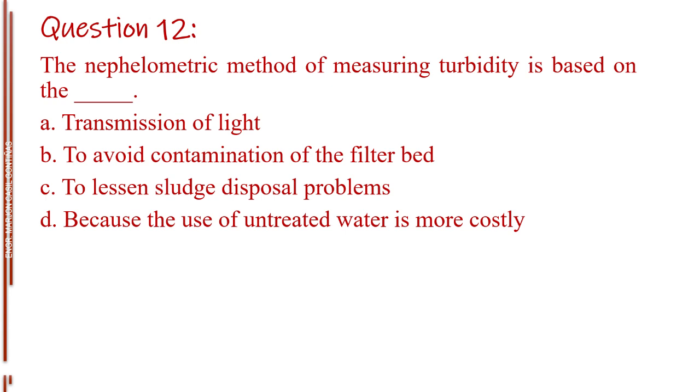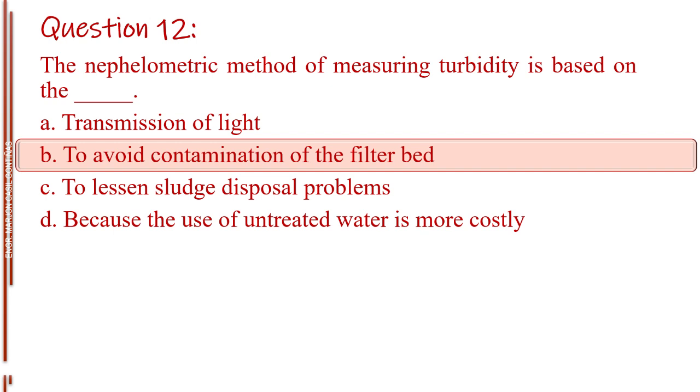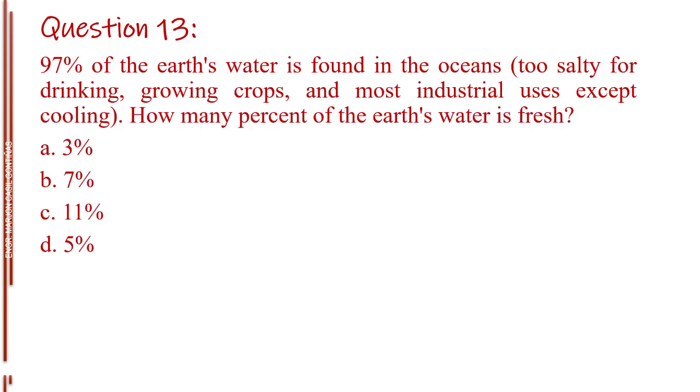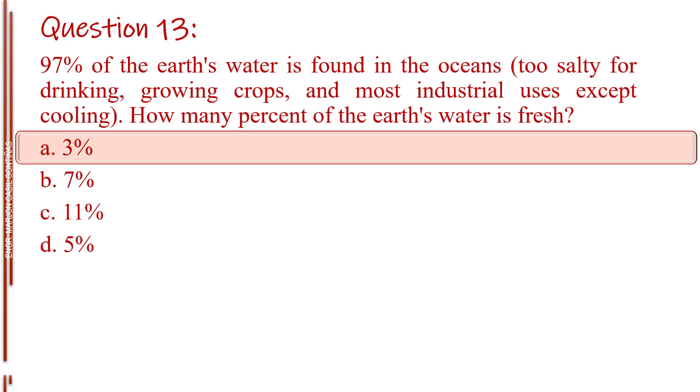The answer is letter B, to avoid contamination of the filter bed. Question number 13. 97% of the Earth's water is found in the oceans, too salty for drinking, growing crops, and most industrial uses except cooling. How many percent of the Earth's water is fresh? Letter A, 3%, letter B, 7%, letter C, 11%, letter D, 5%. The answer is letter A, 3%.